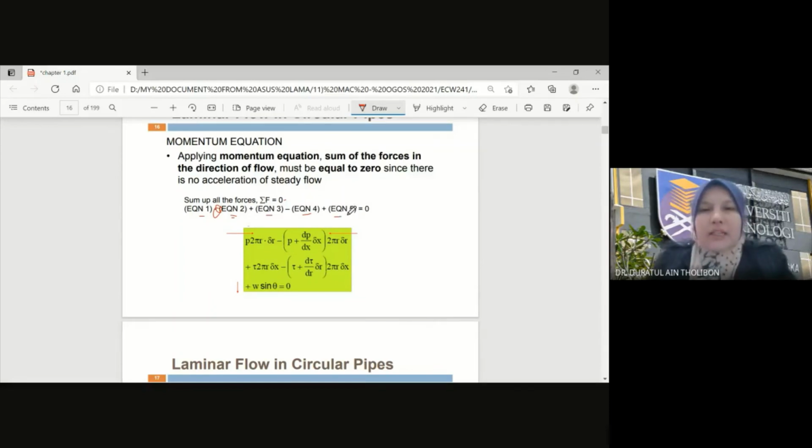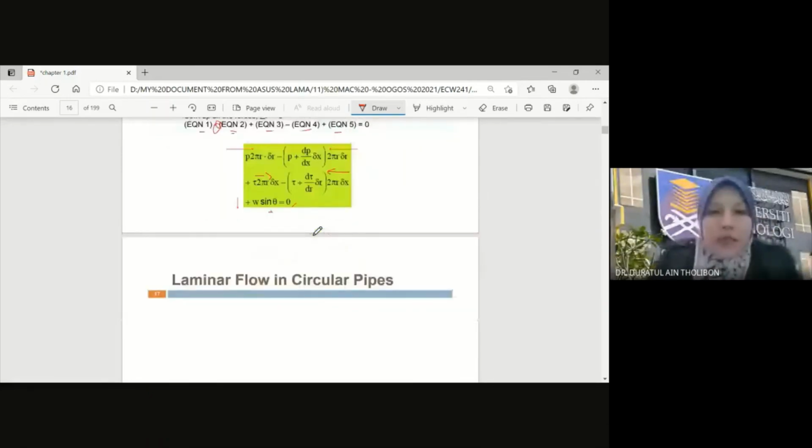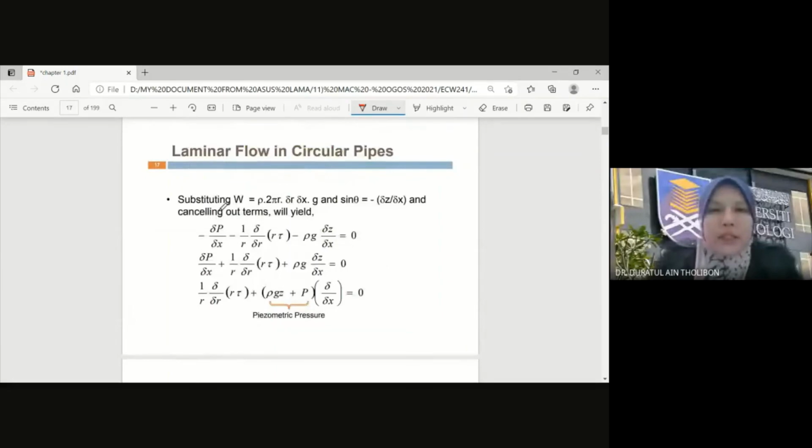And then equation 5 disebabkan oleh the weight of the water, kan? So dia turun ke bawah. Okay, so ni lah dia menolak, and then dia menghalang, and then ni dia again tolak, shear force menolak, and then shear force yang menghalang, and then weight yang menolak dia ke bawah. So all these 5 equations we sum up, and then we must get 0. So that is for the momentum equation. Okay, and then we substitute the W with the force tadi and sin theta, and then they cancel out the terms, and then it will yield.